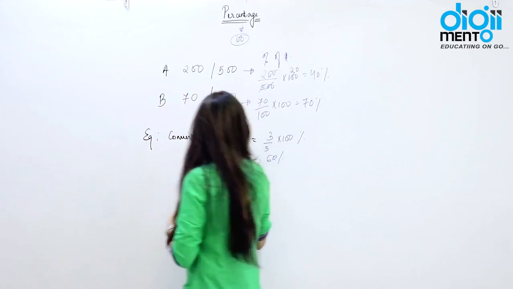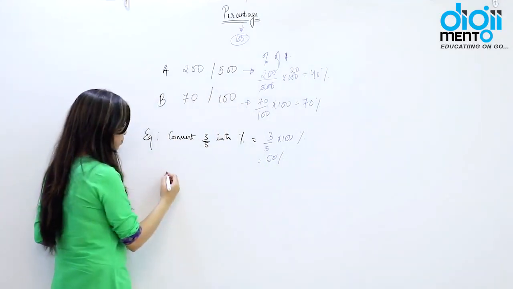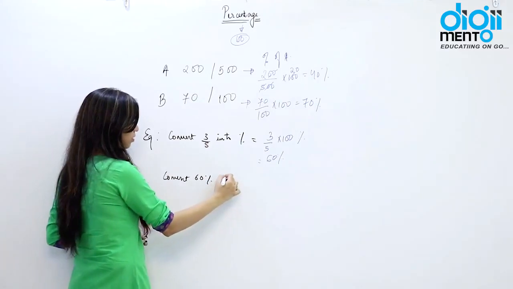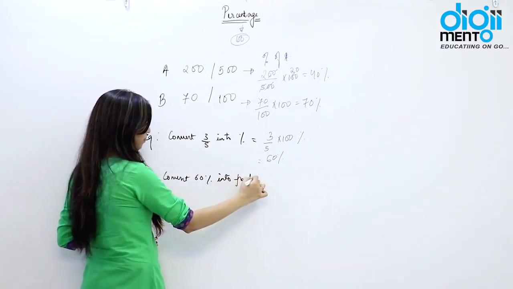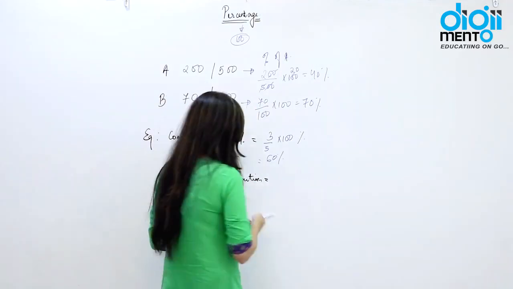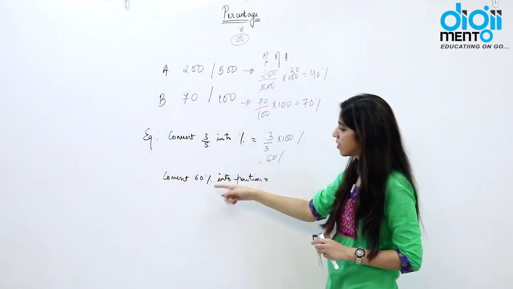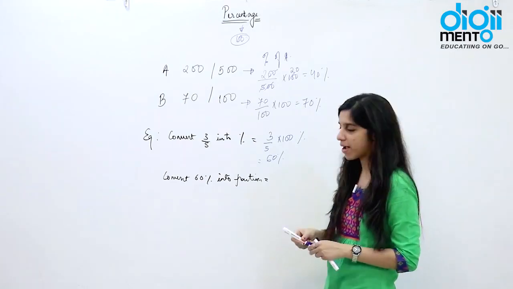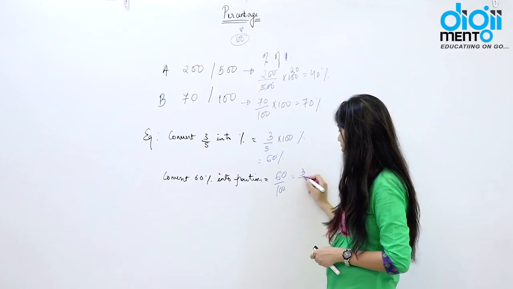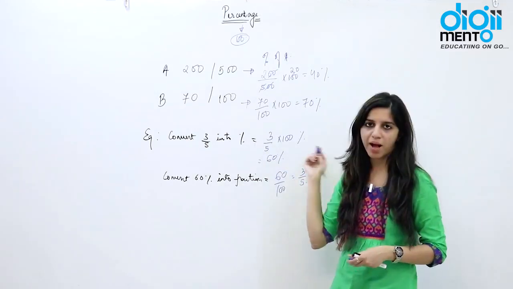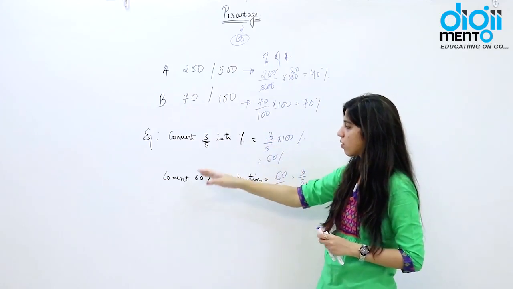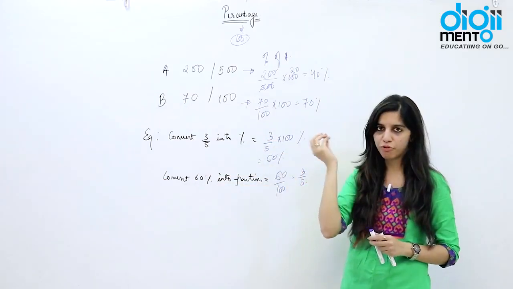Fine. And how do you convert a percentage back to fraction? Suppose I ask, convert 60% into fraction. So what do you do? Just reverse of this procedure. You remove this percentage sign and divide the number by 100. Fine. So this is going to be 60 by 100 or 3 by 5. Right, you have got back the same fraction. So this is how you convert a fraction into percentage or convert percentage back into fraction.